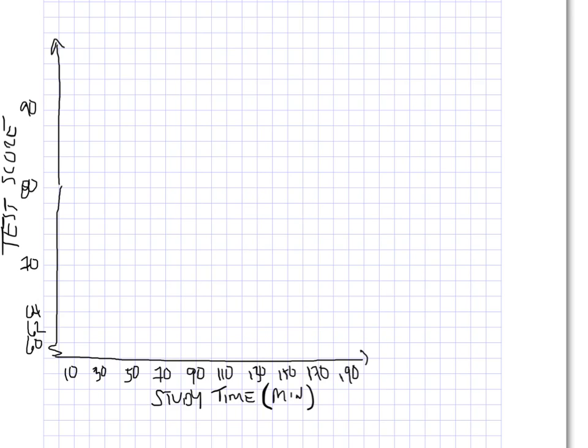So if I go to 30 and I come up to 80, that is the first point that we would plot. 20 and 74 would be another point here. 60 and 92 would be right there. 90 and 97 would be right about there.